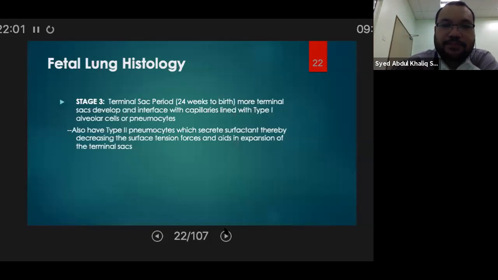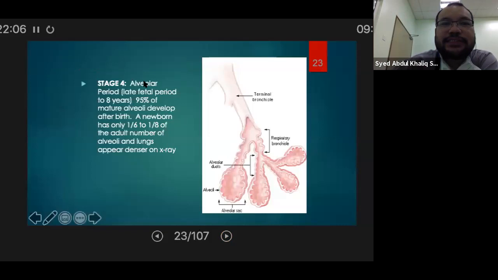Okay, clear. So stage 4 is the late fetal period, the alveolar period, where 95% of mature alveoli start to develop.